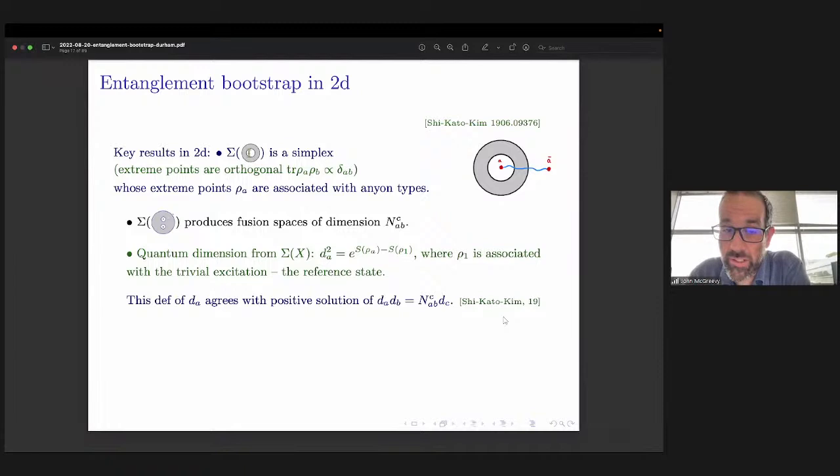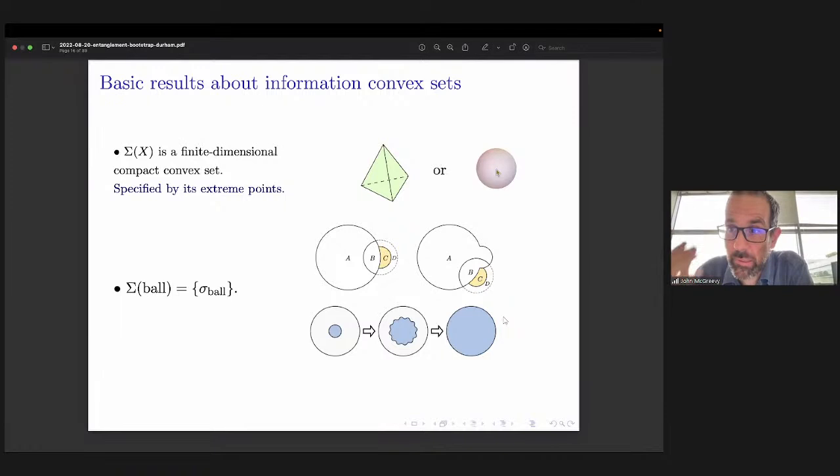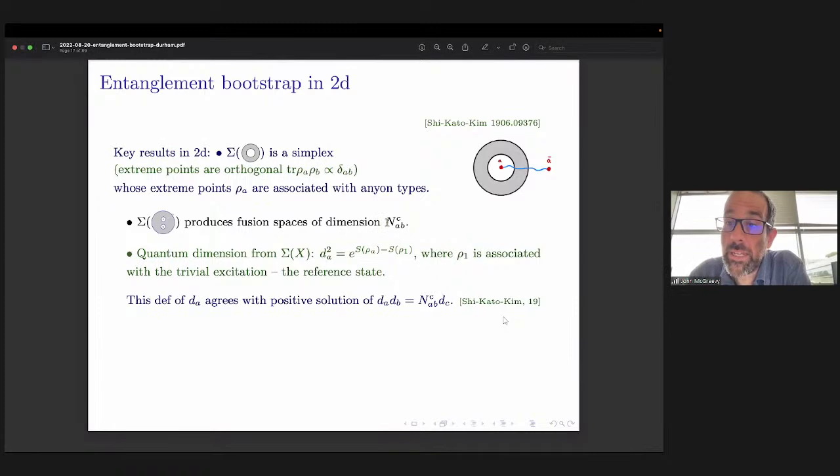In particular, the information convex set of the two-hole disk, labeled by three anion types on these little annuli of the thickened boundary of the two-hole disk, produces fusion spaces. What I mean by that is the information convex set of this thing is of this form. There is some Hilbert space, there are some pure states lurking behind the scenes, and the Hilbert space of those pure states has some dimension, which is some integer N_ABC, which you should think of as the dimension of the fusion space of A and B into C. And it's possible to define the quantum dimension, another property of superselection sectors of anions, as an entropy difference between the density matrix of the given extreme point and the reference state. One thing this definition of quantum dimension has going for it is you can check that it agrees with a more familiar definition as the positive solution of this equation. So it's the leading eigenvalue of the fusion rules.